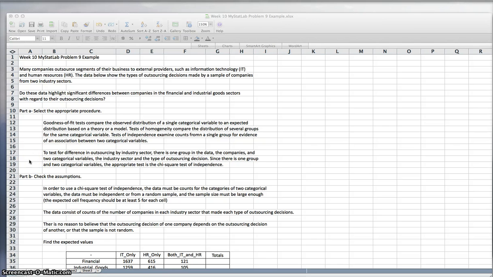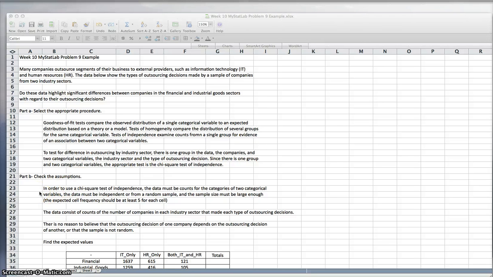Well, to test difference in outsourcing by industry sector, there's one group in the data, the companies, and there are two categorical variables, the industry sector and the type of outsourcing decision. All right, since there is one group and two categorical variables, this tells us the chi-square test of independence is what we need to be using.